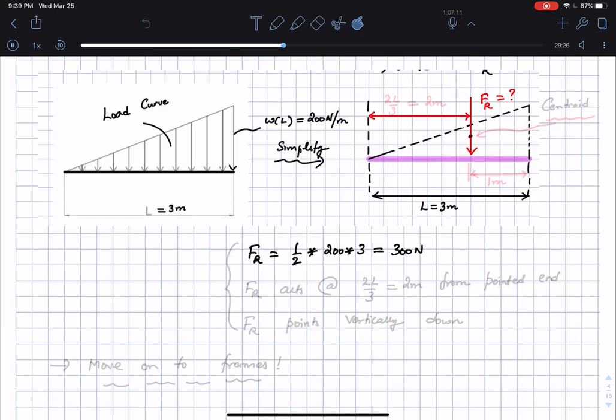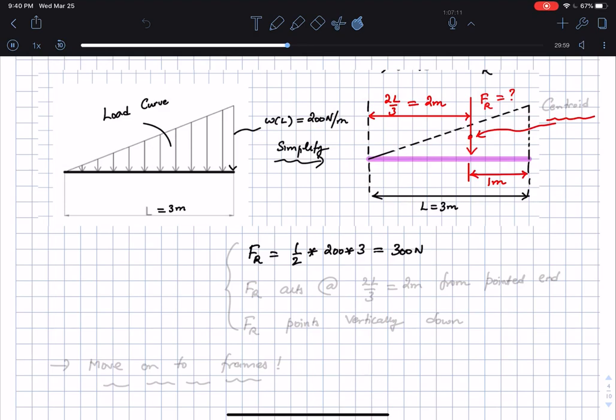So this is 2 times L/3, or 2 meters, and so this distance here is going to be 1 meter for FR, which is L by 3. In this case you can call this point the centroid, or the geometric center.